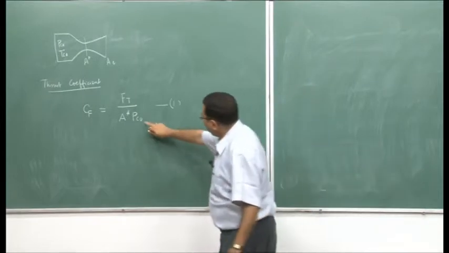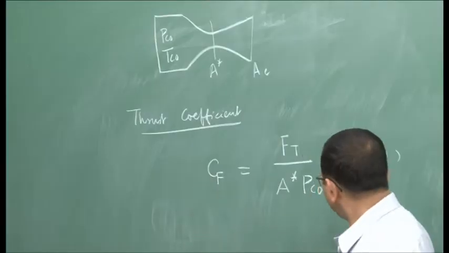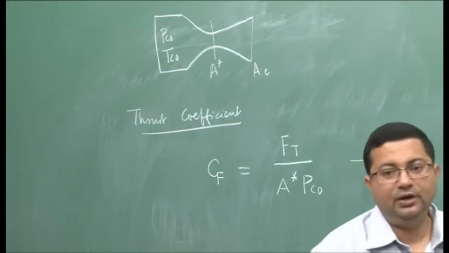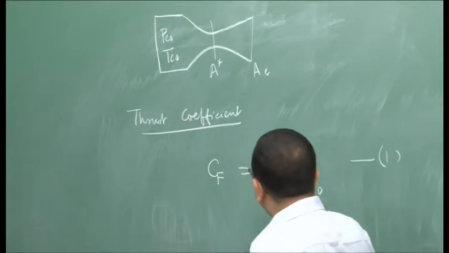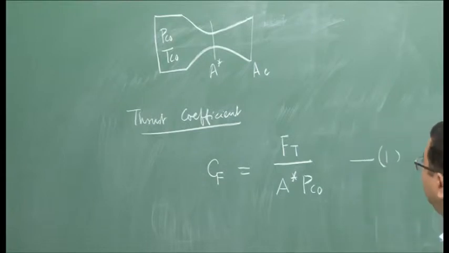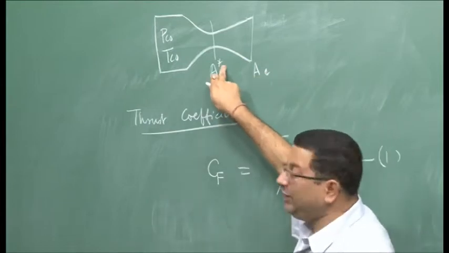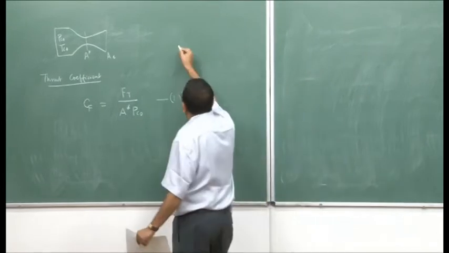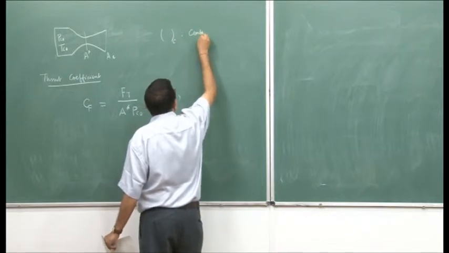So, in this definition, CF is our thrust coefficient, and P c naught is the stagnation pressure in the combustion chamber. Everything with the subscript C represents the combustion chamber conditions. Everything with subscript E represents the exit condition. Everything with superscript star represents the throat condition. Okay. So, first let me mention that subscript C is combustion chamber.